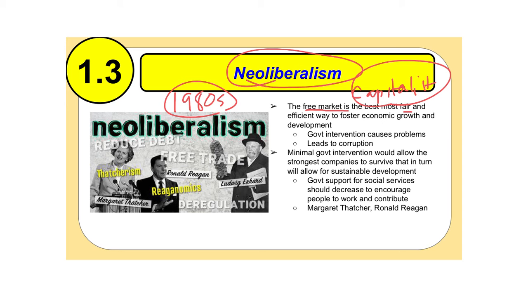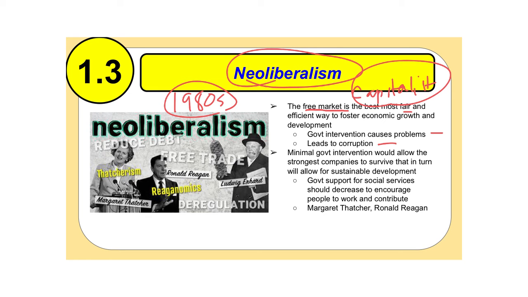So neoliberals believe that government intervention into the economy causes problems. So the government that intervenes least is the best type of government. They believe that government intervention leads to corruption, and oftentimes it does. Sometimes it doesn't. It just depends on the type of government that the people have, but oftentimes it is true that it does lead to corruption, but many times it doesn't.